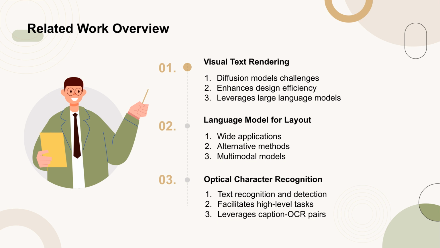Moving on to language models for layout generation, this field has wide applications including document formatting and image synthesis. Recent advancements treat coordinates as discrete language tokens, and multimodal models ground specific objects in images. Lastly, optical character recognition, OCR, is crucial for locating and extracting textual information from images, facilitating high-level understanding tasks. Our method uses caption OCR pairs to fine-tune a large language model for generating visual text layouts.